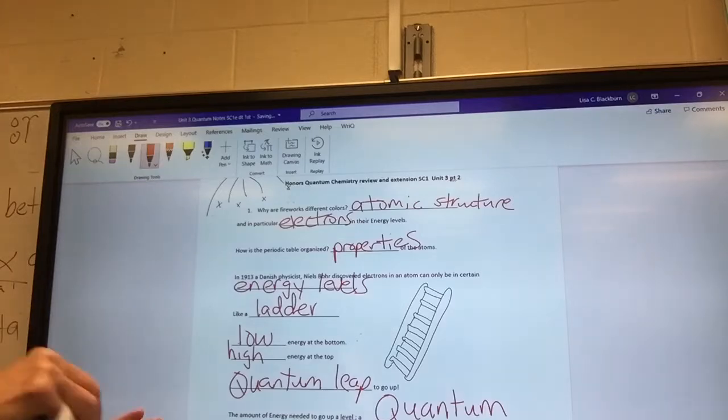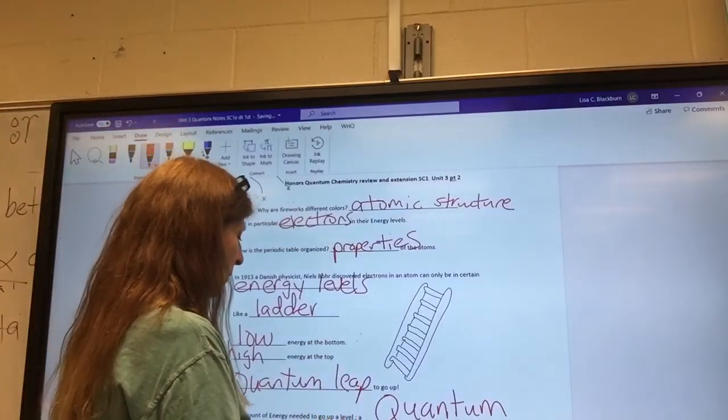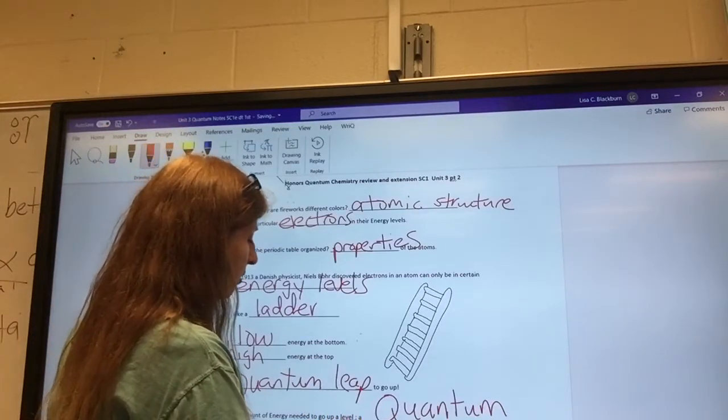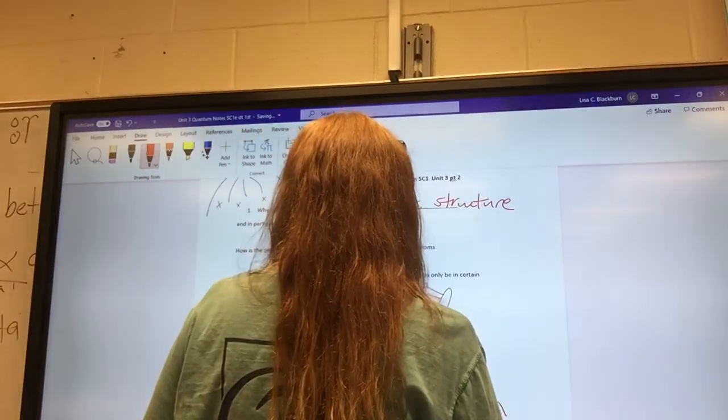Okay, so they have a dual nature. They can both be described as a wave, or a particle.